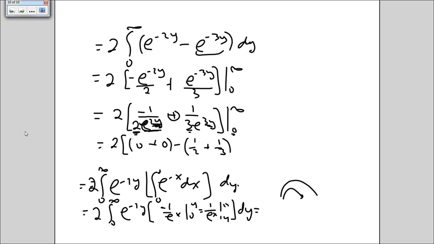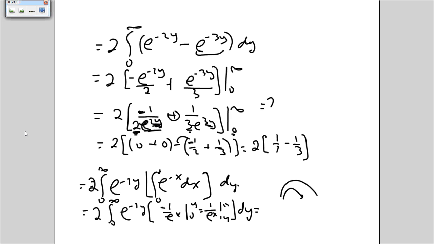Okay. Except the first one's going to be -1/2. Okay, so what you get is 2 times negative. Well, this is +1/2. Why don't we do that? +1/2 minus 1/3.